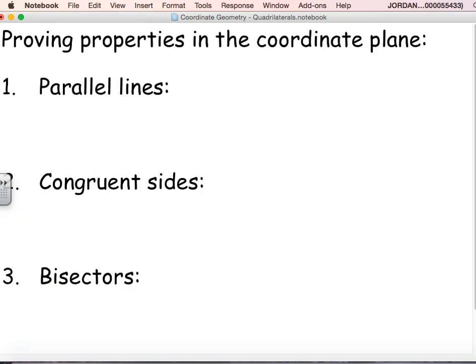Okay, so let's look at some properties that you're actually going to need to remember in order to do the problems today. So first is parallel lines. We need to remember that parallel lines have the same slopes. So if the slope of one line is 1/3, then a parallel line to it must also have a slope of 1/3. Okay, they got to have the same slope in order to be parallel lines.